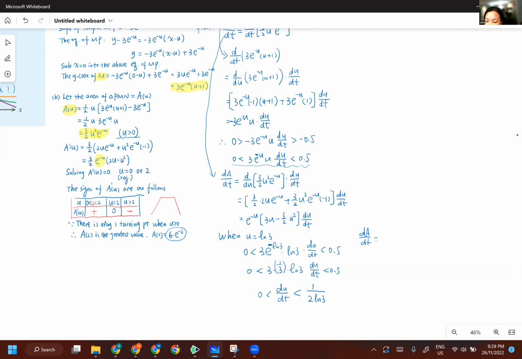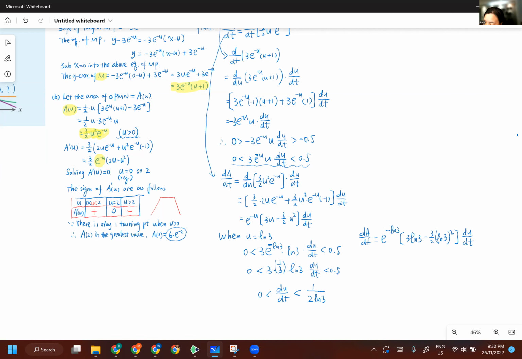Negative u. Yes, negative u here is missing. Negative u and 2 log 3. Here, this one, if we put in, is e to the power negative log 3 times 3 log 3 minus 3/2 log 3 whole squared times du/dt. But du/dt can be found.